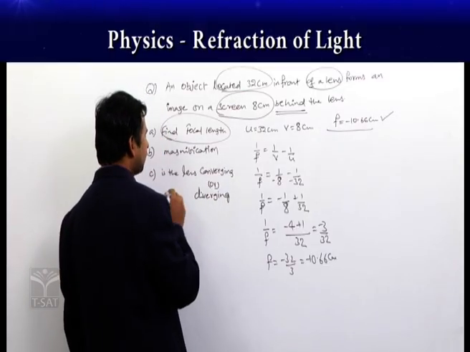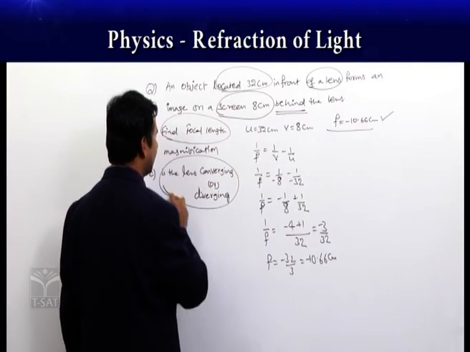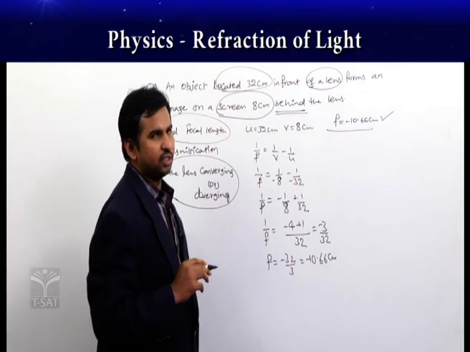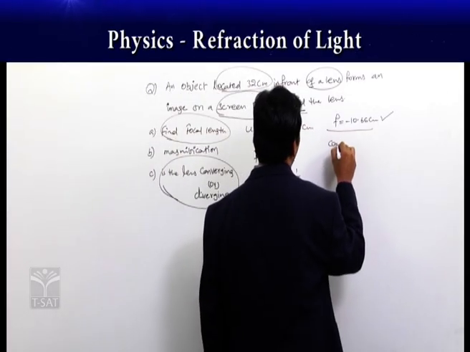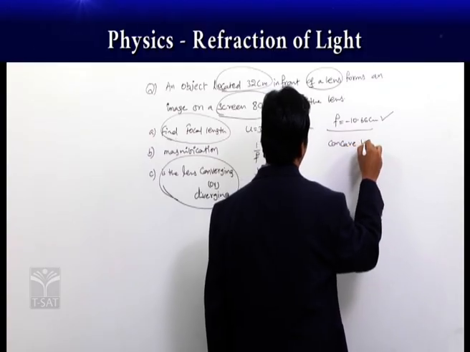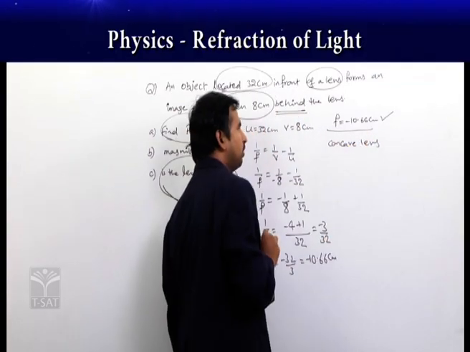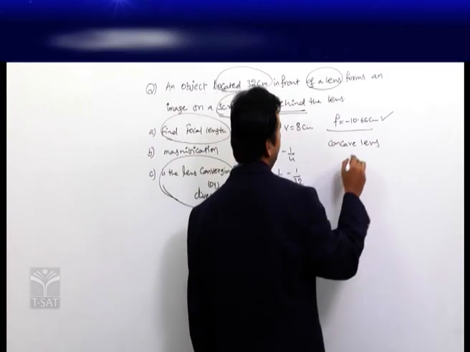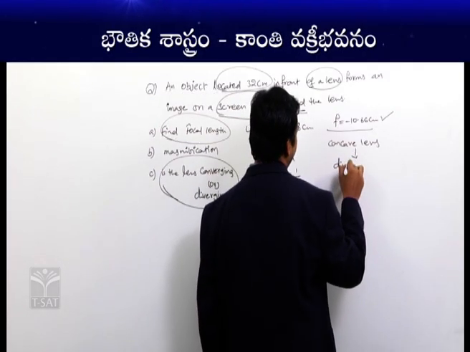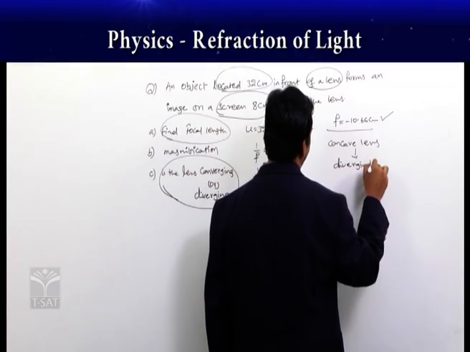And when it comes to the case of whether the lens is converging or diverging, as there is a minus sign, it is considered a diverging lens, which is a concave lens. Because the sign convention of focal length for a concave lens is negative. So that's why it is a diverging lens.